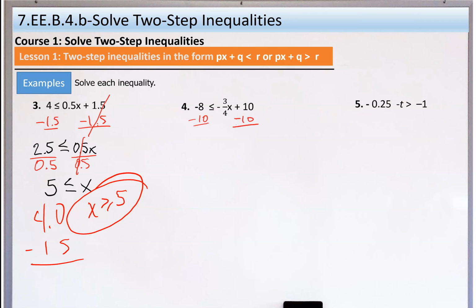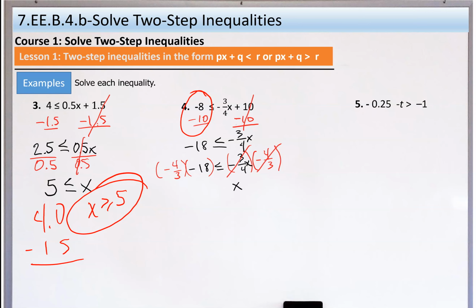Subtract 10 from both sides. And we have to remember our integer rules. -3/4 x is greater than or equal to -18, or -18 is less than or equal to -3/4 x. We have a negative coefficient, so we want to multiply by the multiplicative inverse, which is -4/3. That will get x by itself.